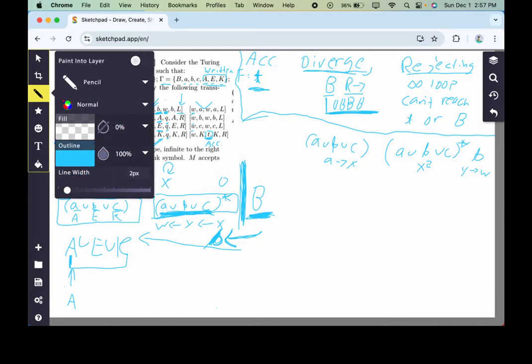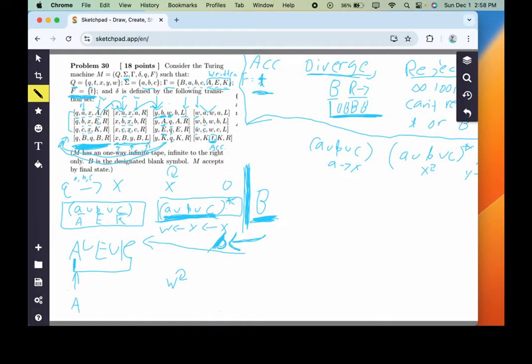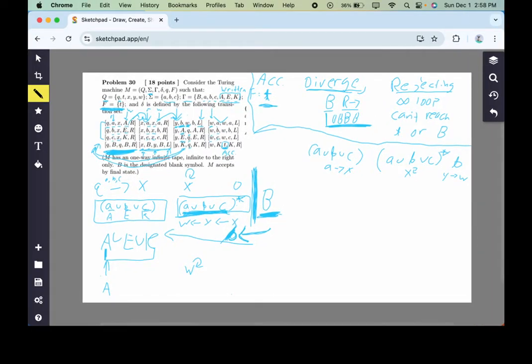So now in state W, I have three states: an A, a B, a C. This involves me looping on state W and going to the left. Oh, is that the right side of the screen? Actually, is that better?